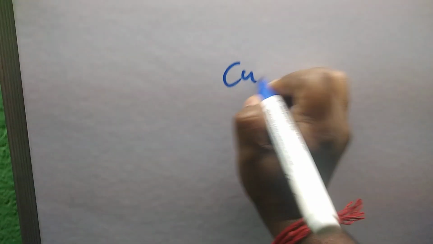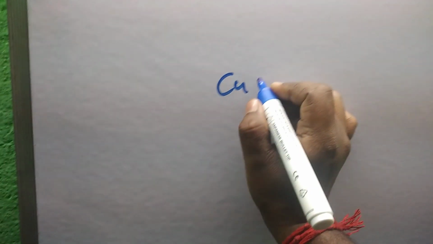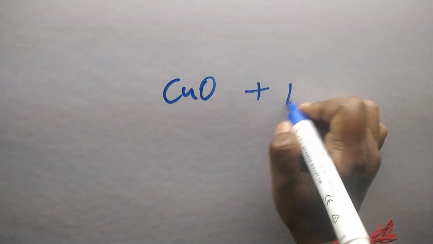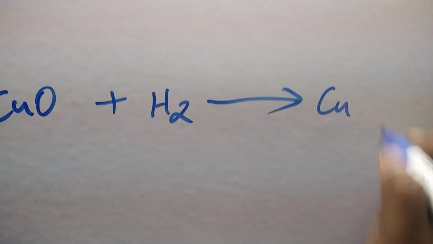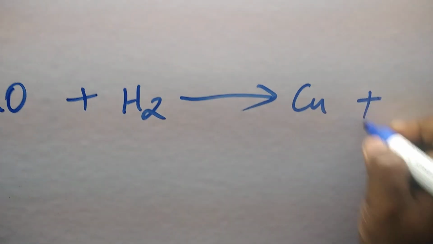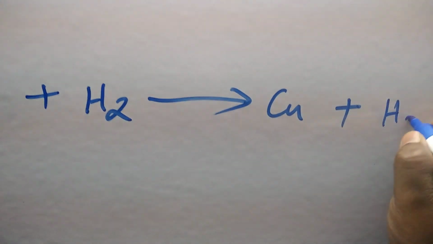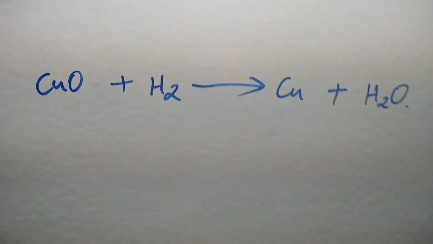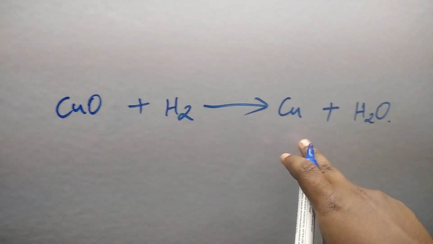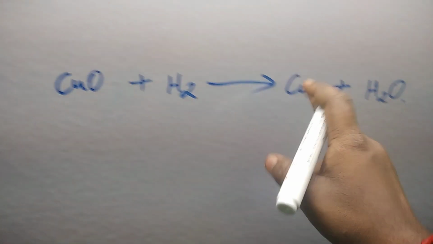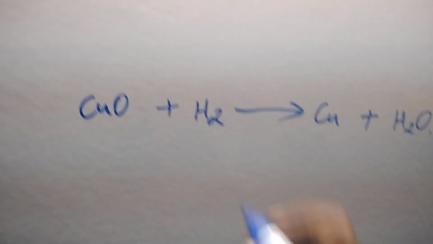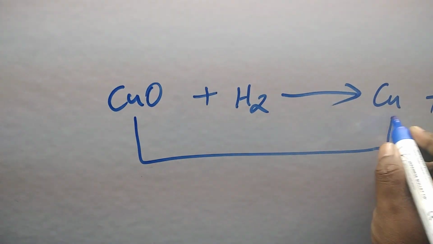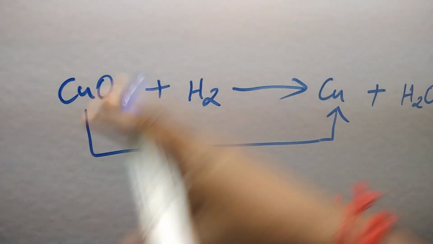Let's take the example of copper. CuO reacts with hydrogen, it forms pure copper and water. See here, CuO, copper oxide, is reduced to copper. Yes, so it is reduction. Why reduction? Because of removal of oxygen.